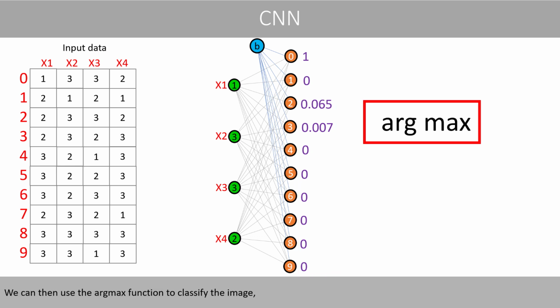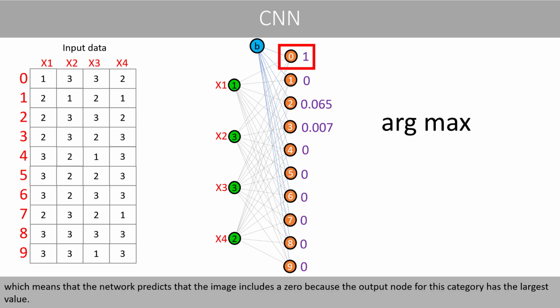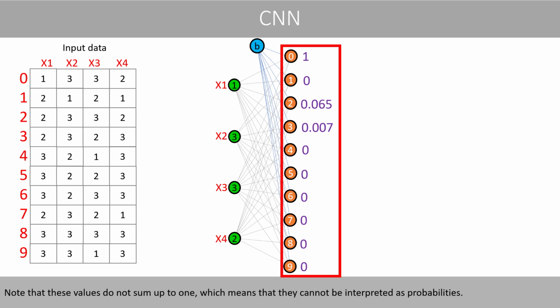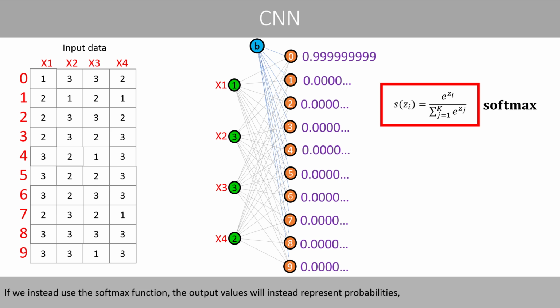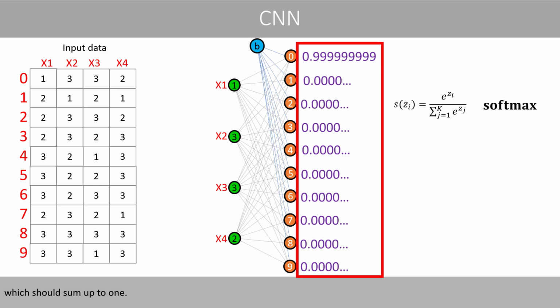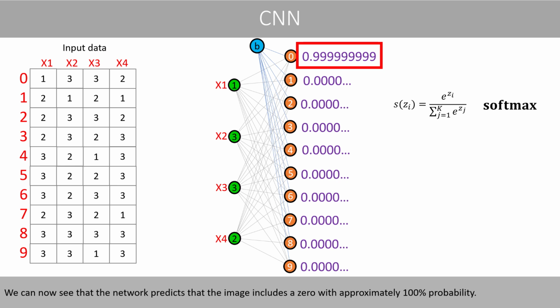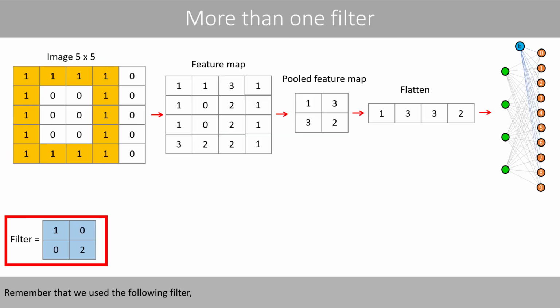We can then use the argmax function to classify the image, which means that the network predicts that the image includes a 0, because the output node for this category has the largest value. Note that these values do not sum up to 1, which means that they cannot be interpreted as probabilities. If we instead use the softmax function, the output values will represent probabilities, which should sum up to 1. We can now see that the network predicts that the image includes a 0 with approximately 100% probability.